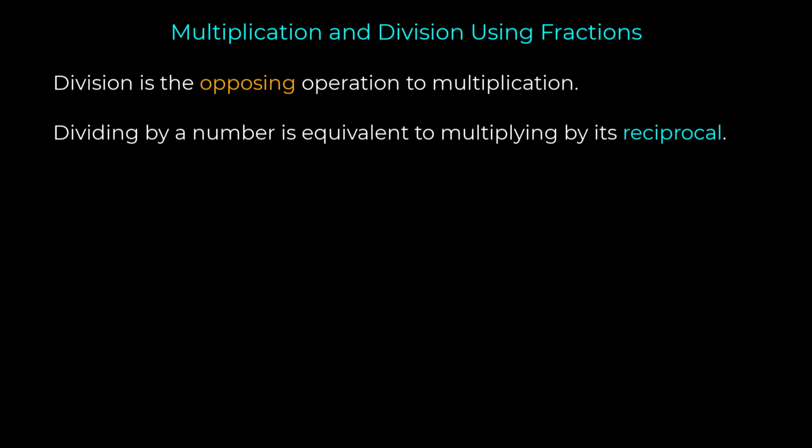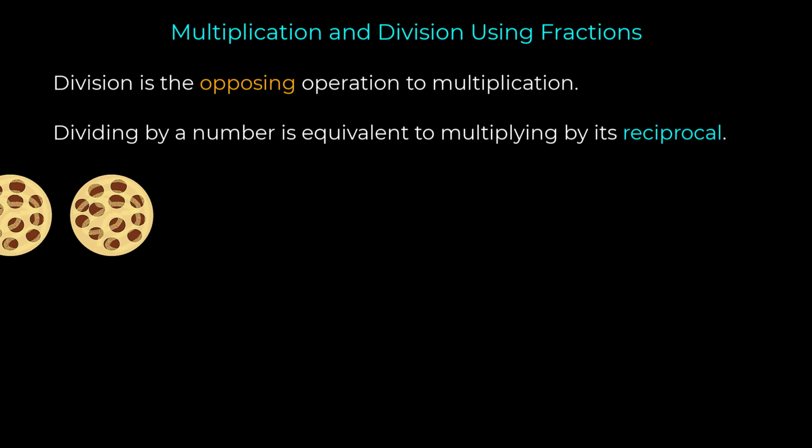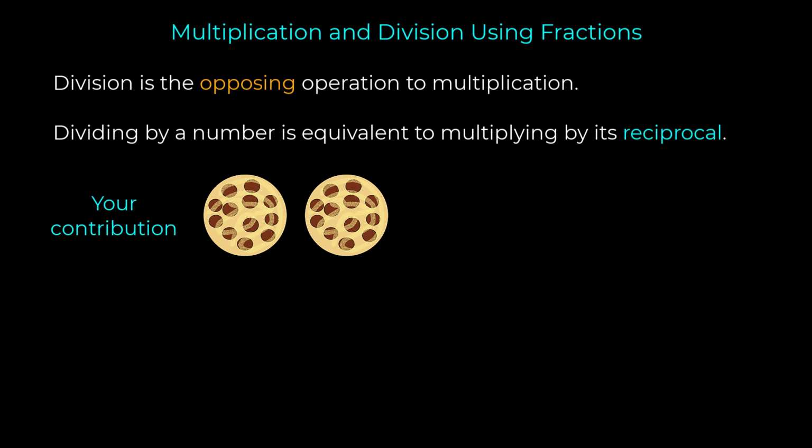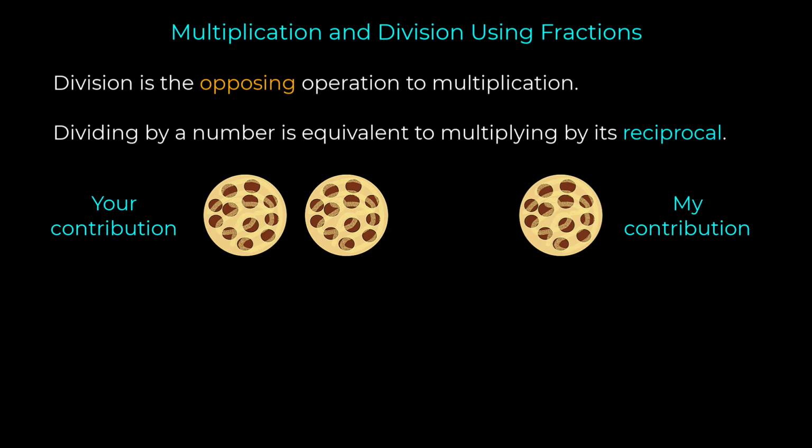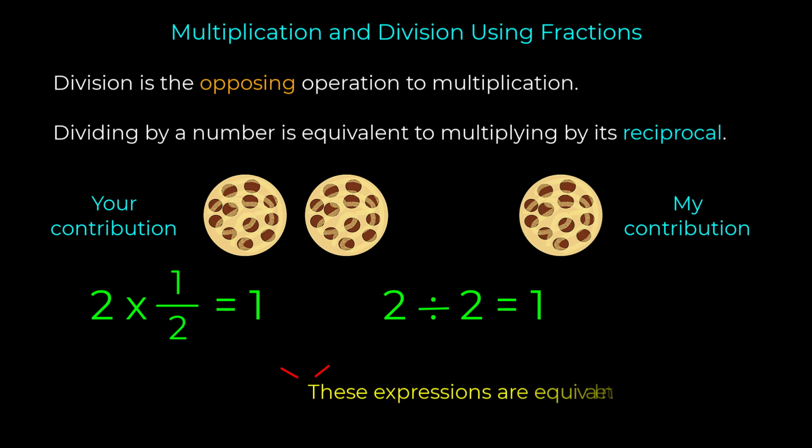So, if we are going to have a pizza party, and you're going to bring 2 pizzas, and I tell you that I'm going to bring half as much pizza as you, then that means that I am only bringing 1 pizza. Mathematically, we can write the equation like this. 2 times 1/2 equals 1. But I can also write it like this. 2 divided by 2 is 1. So dividing by 2 is the same as multiplying by 1/2. Dividing by a number and multiplying by its reciprocal are equivalent.